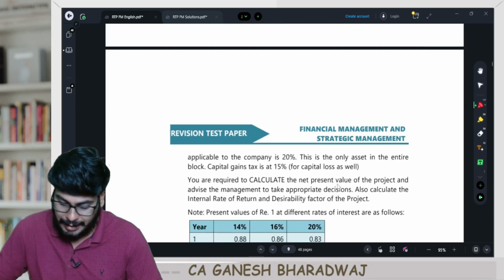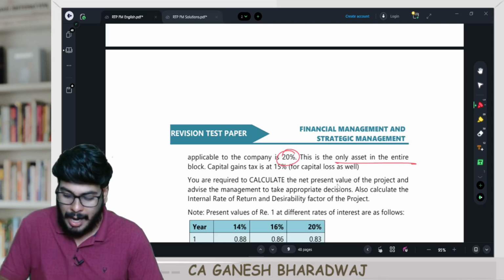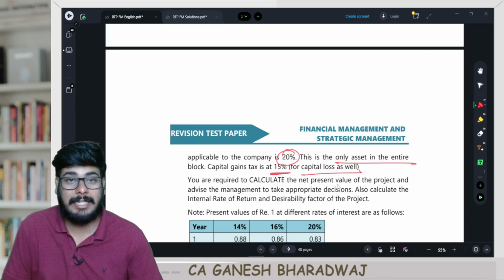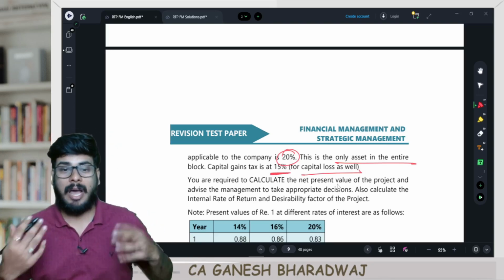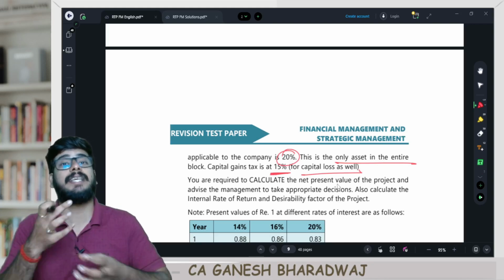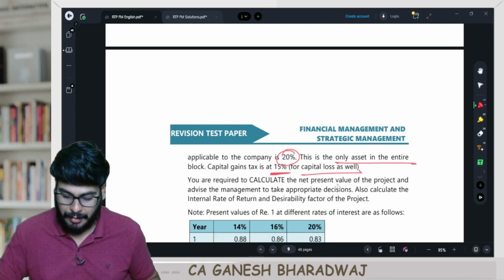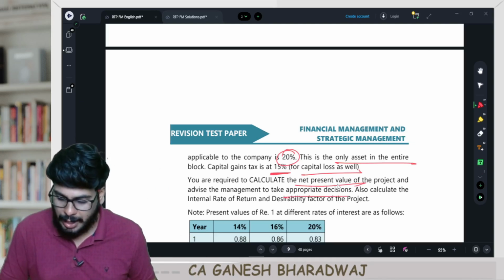The income tax applicable to the company is 20%, and this is the only asset in the entire block, and hence the capital gains is taxed at 15% or loss as well. Means what? 15% is your capital gains tax. If you're having a loss, which means what? The tax saved on this capital loss is going to be applied at the rate of 15%. This is what they have given. You're required to calculate the NPV of the project and advise the management to take appropriate decisions.